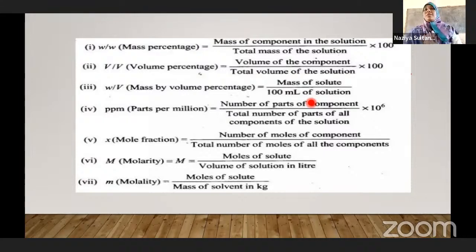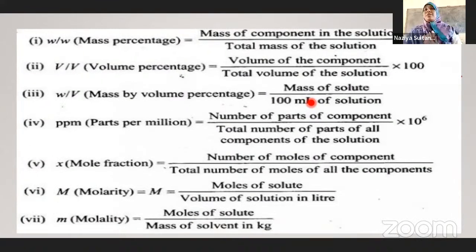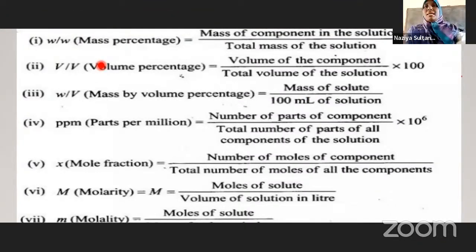So first we need to know what is concentration. Concentration of the solution means the amount of solute present in the given volume of solution. There are various methods. So what are those? Let us see. Mass percentage, or weight by weight percentage. It is nothing but the mass of a component of the solution by the total mass of solution into 100.